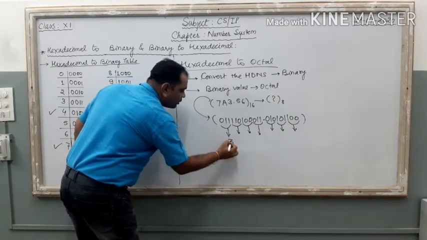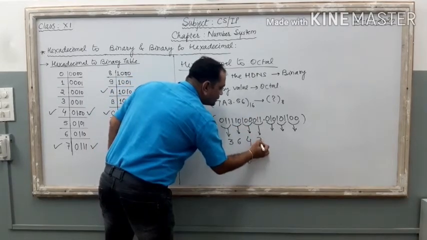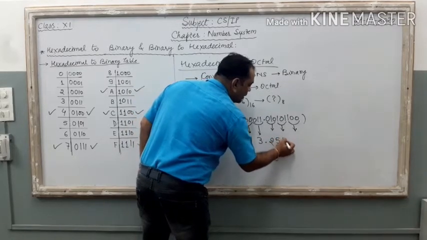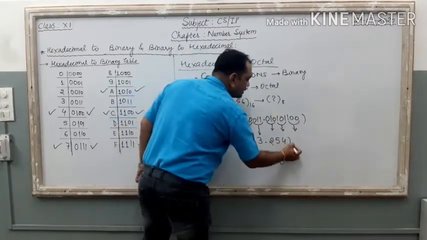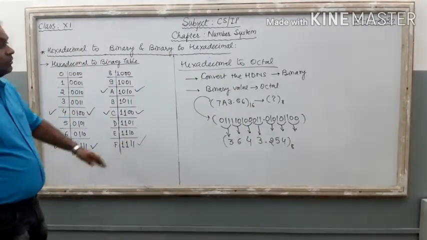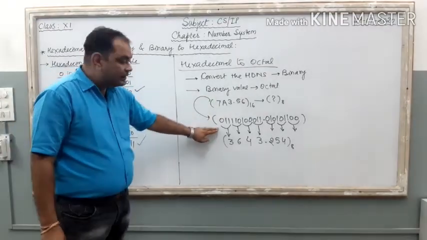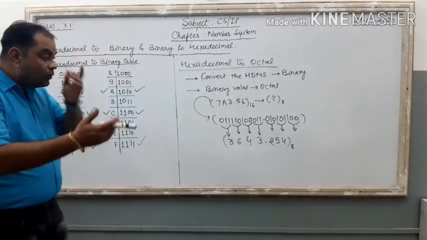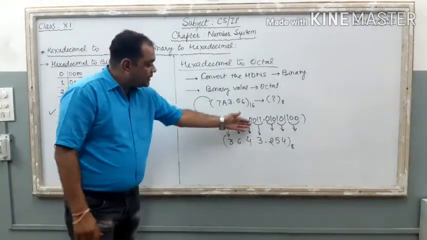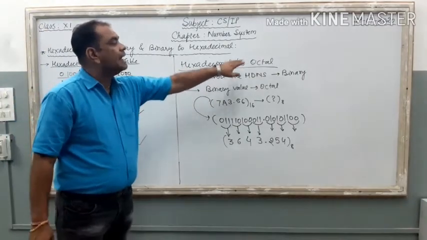Clear? Now 011, it is the binary code of 3. 110, 6. 100, 4. 011, 3. Then 010, it is 2. 101, it is 5, and 100, it is 4. Here it is the octal number. Clear? So hexadecimal digit, very first it is converted into binary. Then in this binary value we are going to create a group of 3 digits because we are going to convert it into octal. 3 digit group and the corresponding octal value. Clear? So by this we can convert hexadecimal to octal.